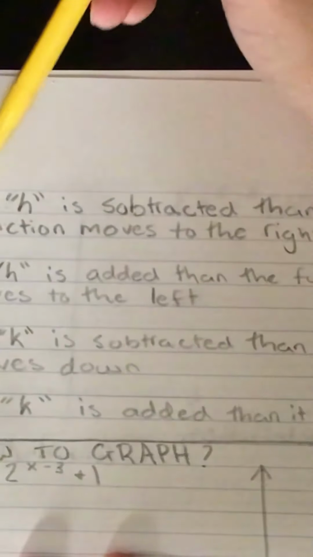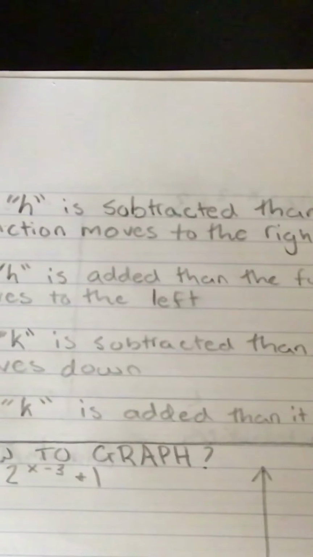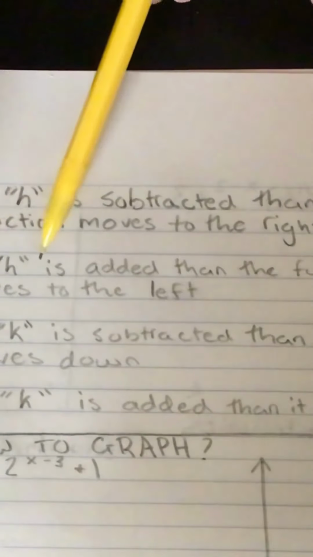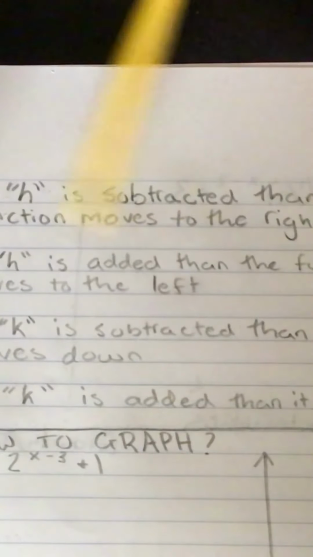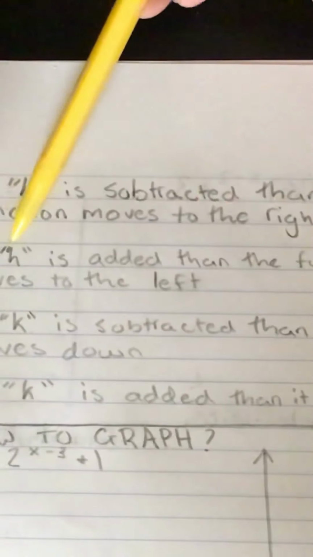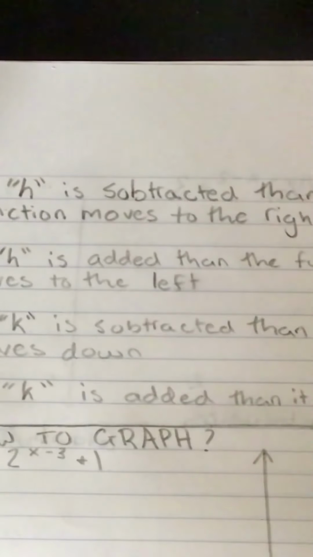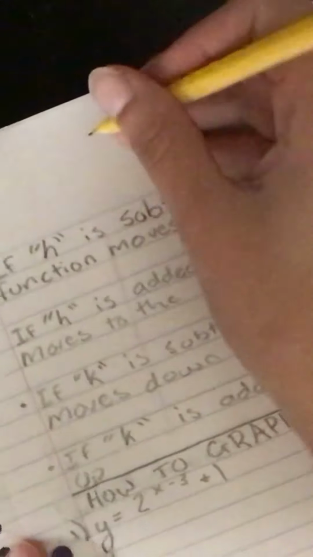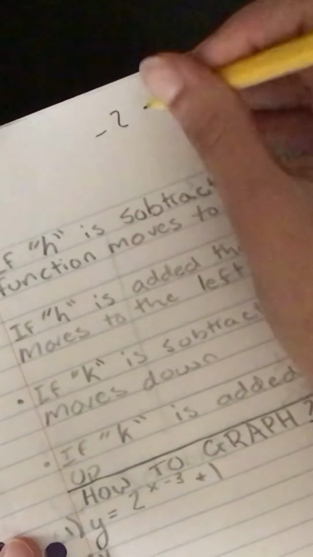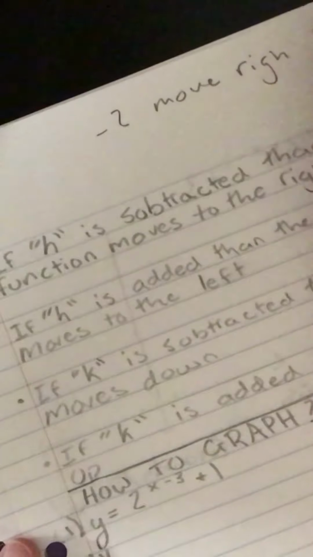Alright, now, if h is subtracted, then the function moves to the right that many units. If h is added, then the function moves to the left. So, if h was -2, it would move right 2 units.